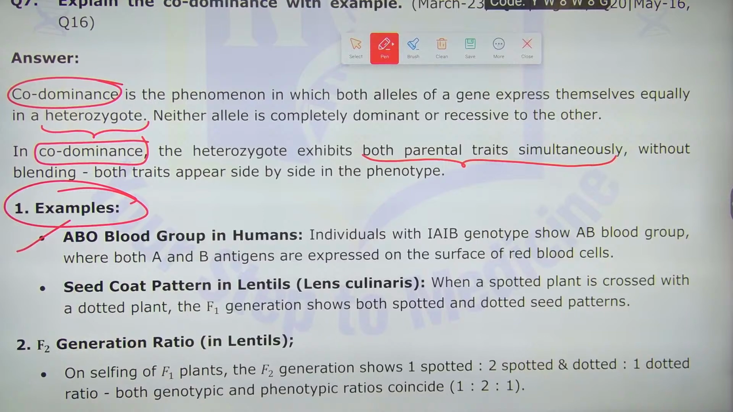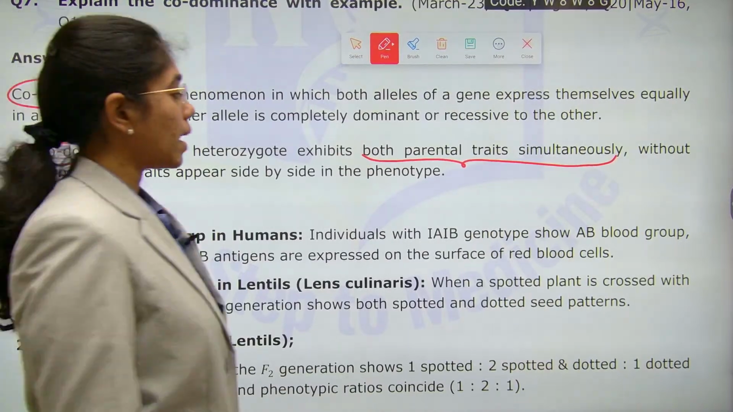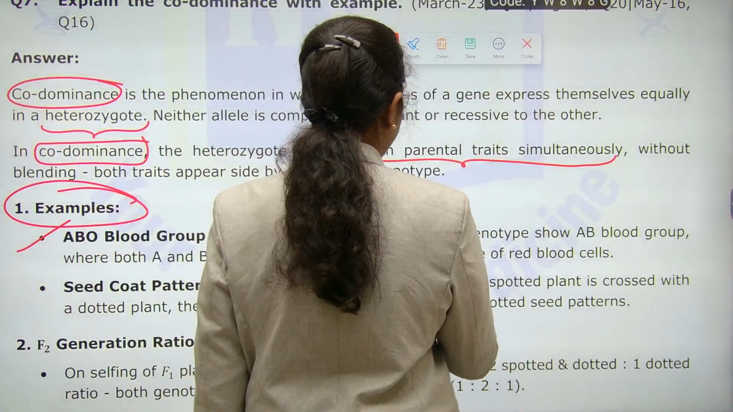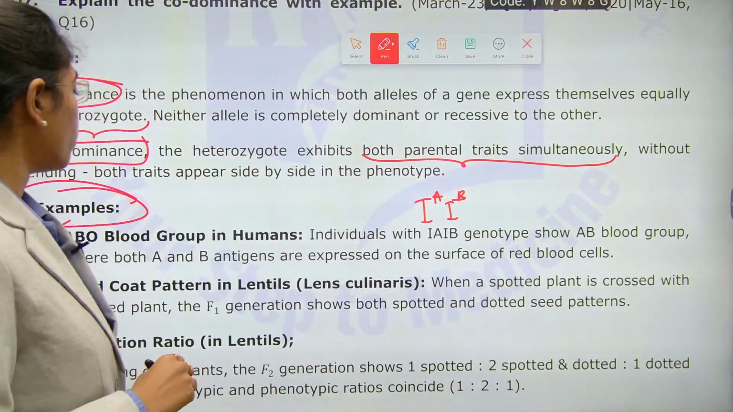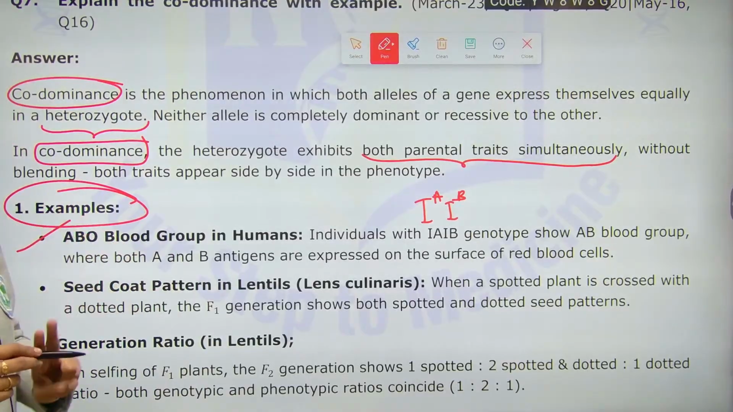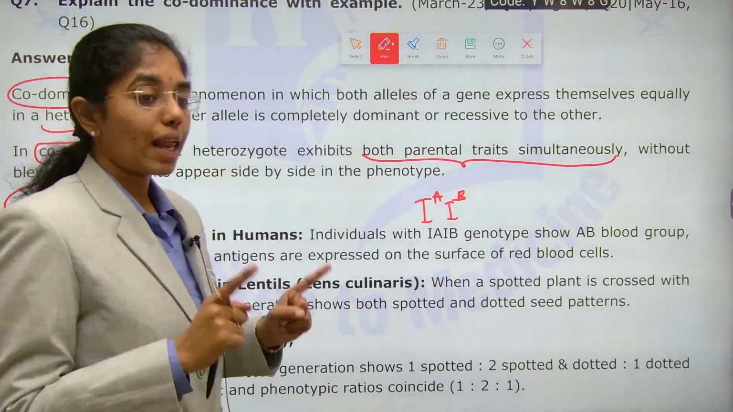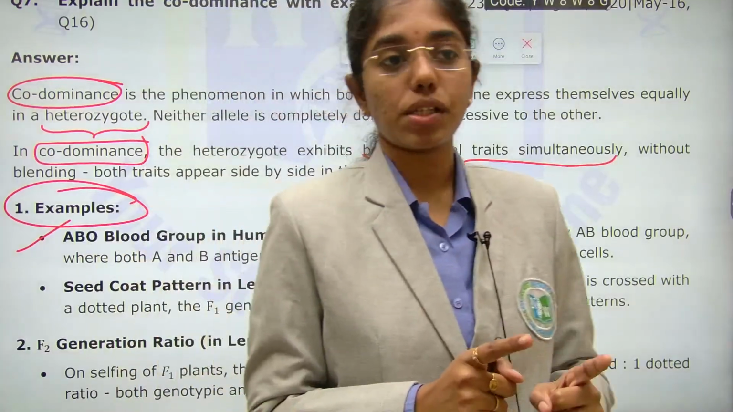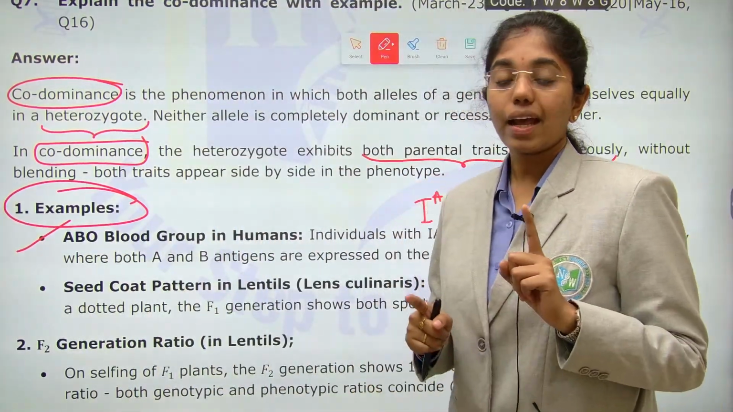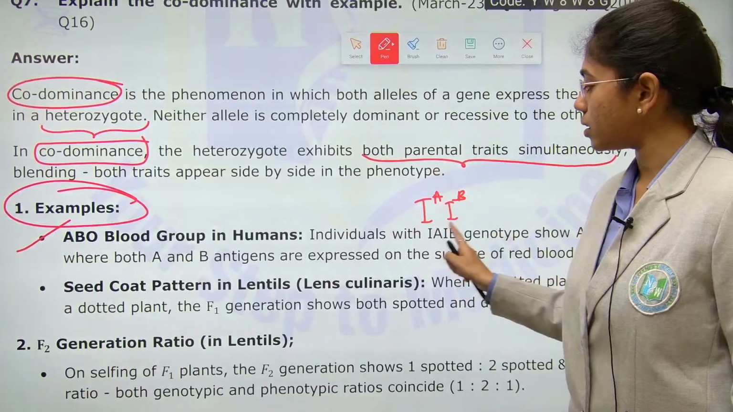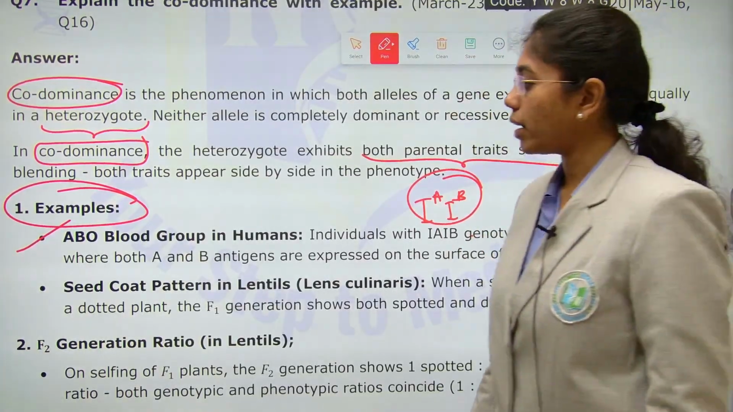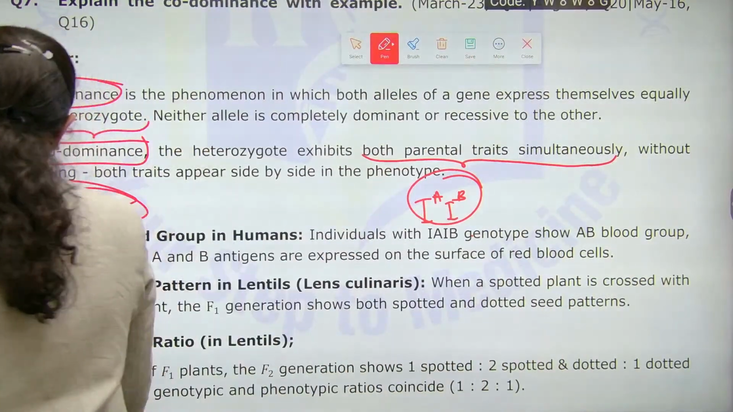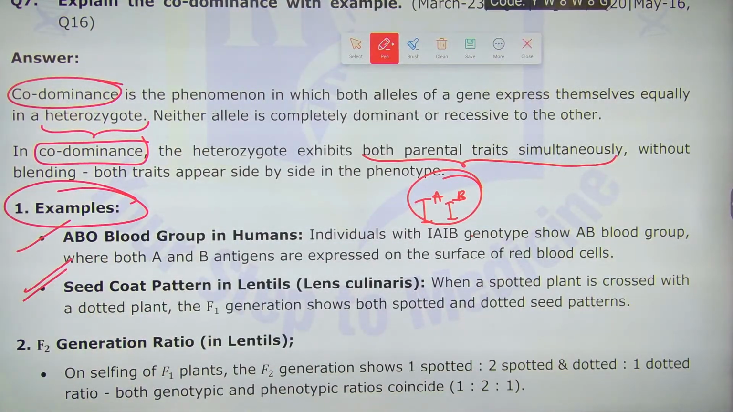Blood grouping in humans, where two alleles are observed, that is IA and IB genotype, shows the AB blood group. So in the AB blood group, both the alleles are equally expressing, and then it is addressed as codominance. AB blood grouping is codominant. Both A and B antigens are expressed.